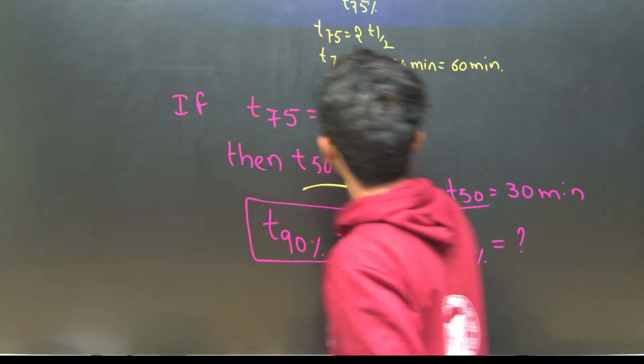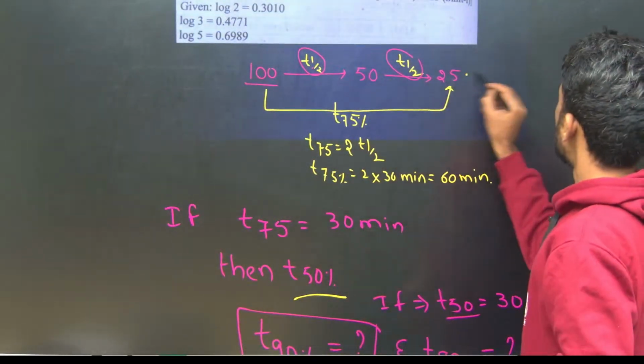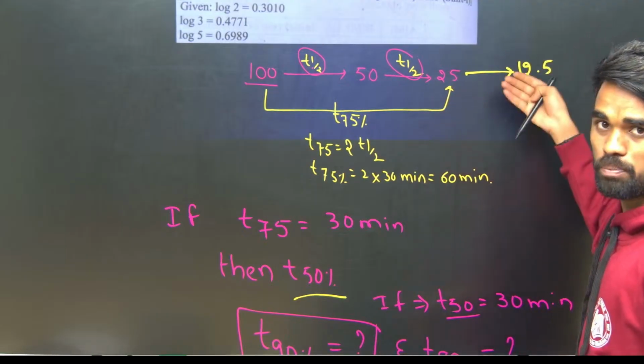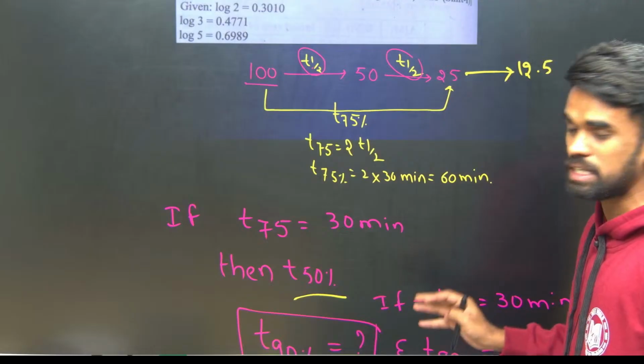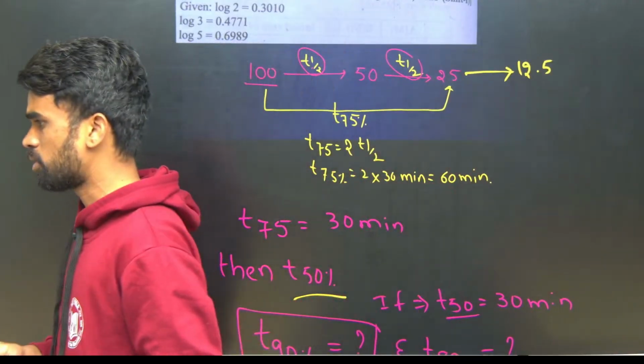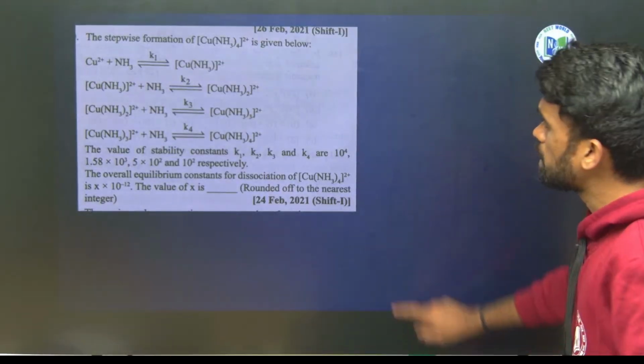Okay, based on this approach, see if I say further, one more T half I will get here 12.5. So like this you keep on taking, so that you will get some relations for T 90, T 99 or T 99.9%, something like that. Okay, so try all these questions, whatever homework questions I have mentioned here, practice questions.